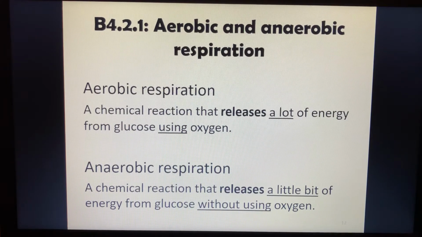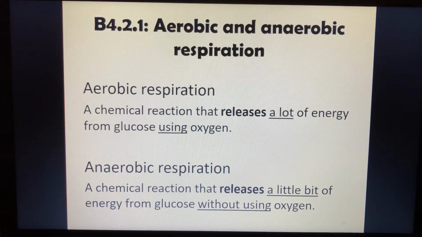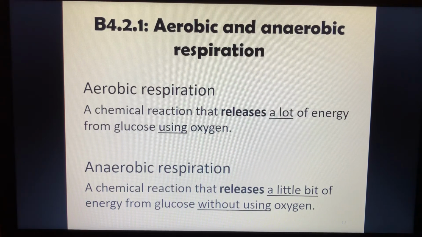When we go into exercise, we're going to talk about this shortly, our muscles can go into anaerobic respiration. It's where we're using so much energy that the rate of respiration increases and not enough oxygen gets to those cells. So the glucose is still there, and the cells break that glucose down in the mitochondria to release some energy, not lots of energy, some energy, and it's in the absence of oxygen, and that's when we call it anaerobic respiration. So those are our 2 definitions, both chemical reactions.